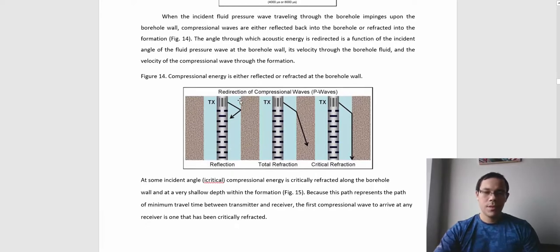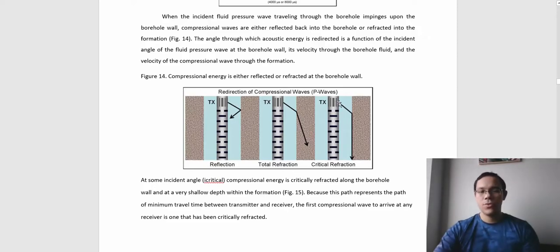A few concepts to go with this: reflection is when the wave touches and goes back. This is total refraction, when the wave touches the interface between the borehole fluid and the formation, and then it will go into the formation and you will never see it. And this is critical refraction. We're interested in this phenomenon.